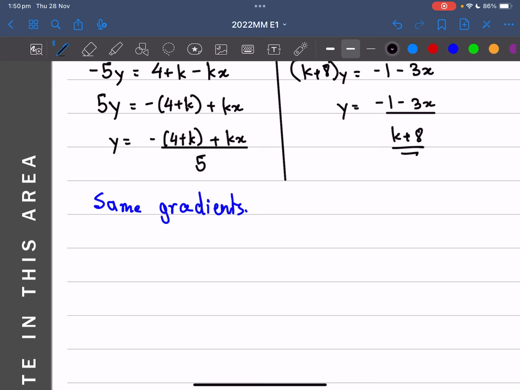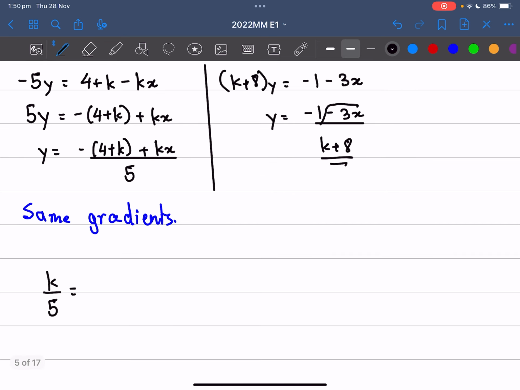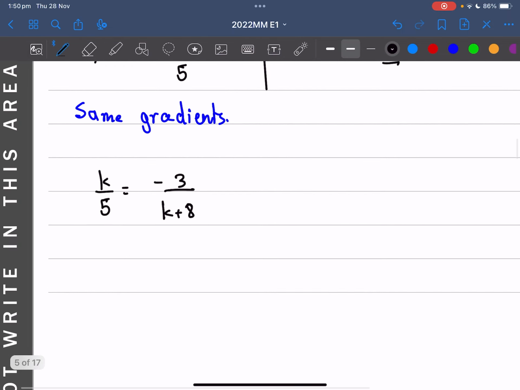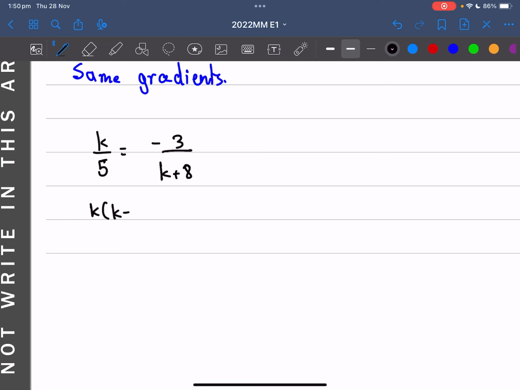And now let us equate the gradient. So this over here will be the gradient for line number 1. So k on 5 equals, and then this whole thing would be the gradient for line number 2, so minus 3 on k plus 8. Okay, now we'll just solve this for k. So k times k plus 8 equals minus 15. So k squared plus 8k, I'll just say plus 15 equals 0.